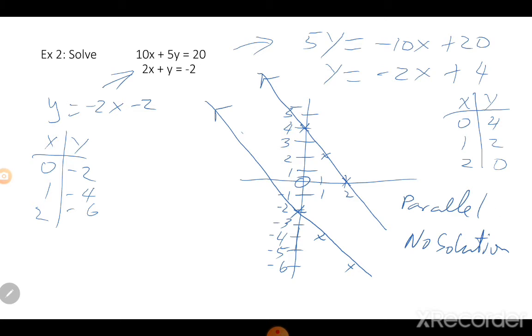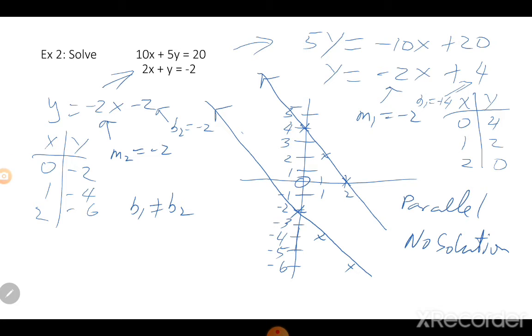And again, if we're looking at this, we see the slope for the second line is -2. Slope for the first line is also -2. So both slopes are equal, but let's look at the y-intercept. So B2 is -2 here, but B1 is +4. So B1 is not equal to B2. So when the slopes are equal to each other, but the intercepts are not, then we have parallel lines and we have no solution.